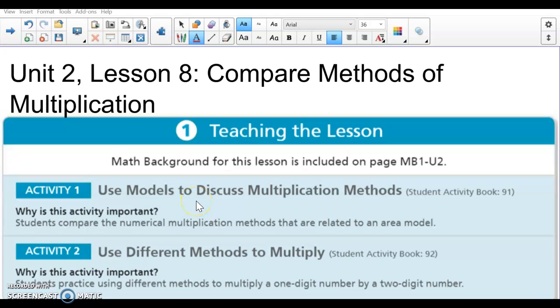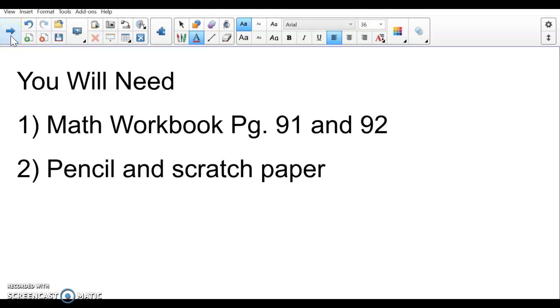Good morning, fourth graders. We are going to continue with our multiplication work in math. Today what we're really going to be talking about is comparing all the methods that we've worked on the last couple of weeks. We will see all three or four of the methods that we've used so far, and hopefully you will be able to pick one that works for you and use that for the rest of the unit.